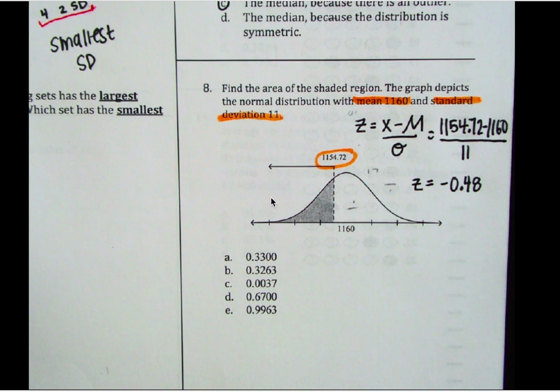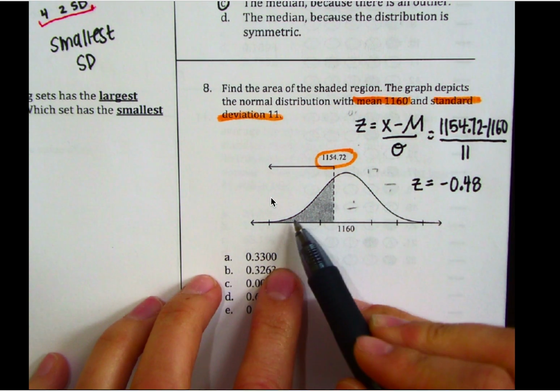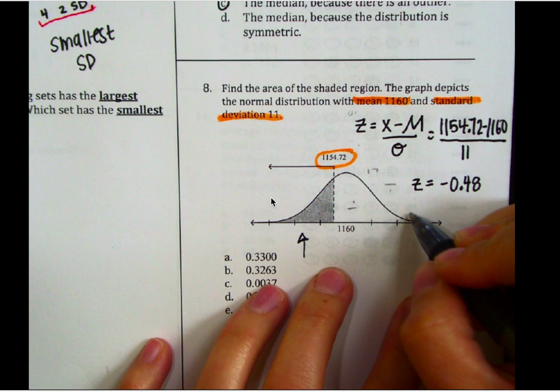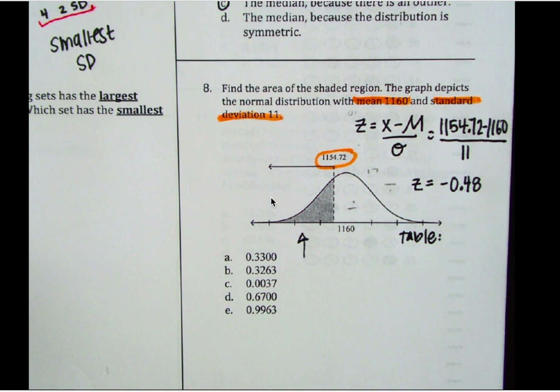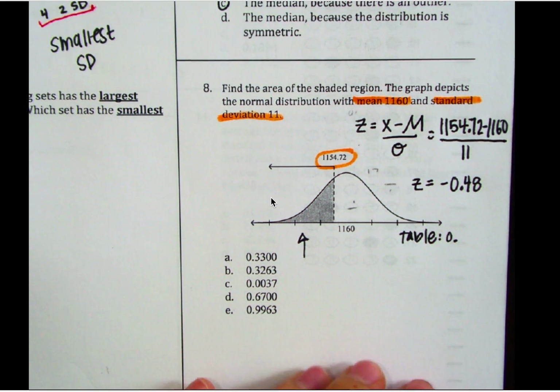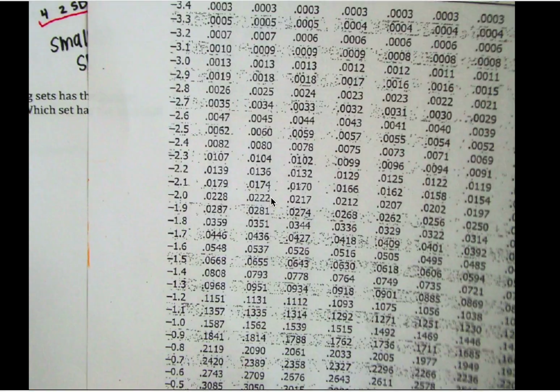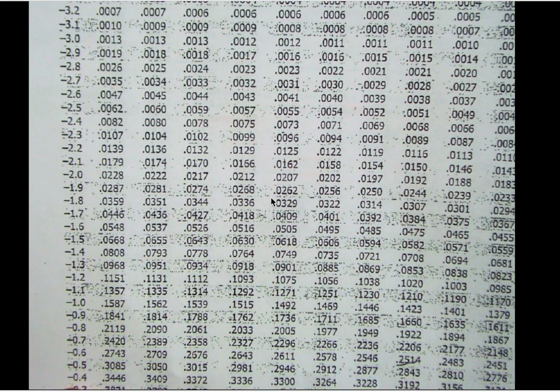Okay, so now what I need to do is go ahead and look that up in my table, and the table is going to tell me my area to the left. So my answer will be this area when I look up negative 0.48. And that is going to be from my table. I'll go ahead and show you guys again how to look that up. Negative 0.4 meets the 8.